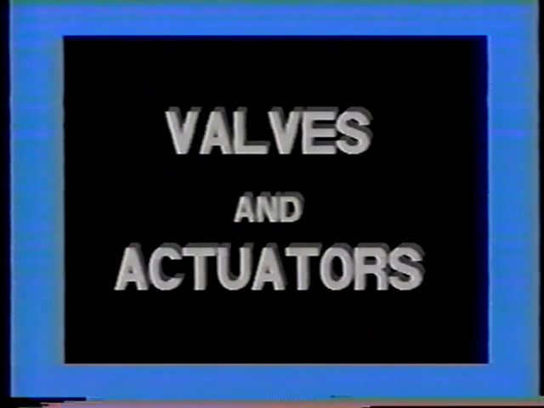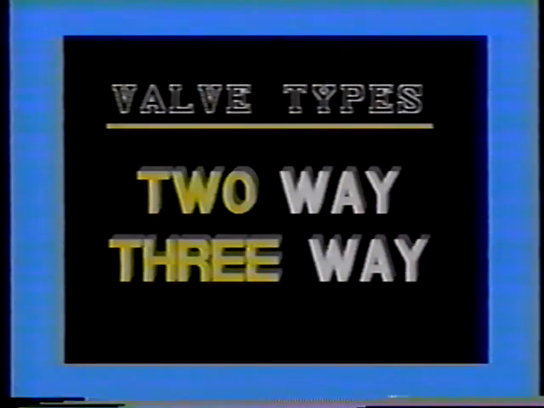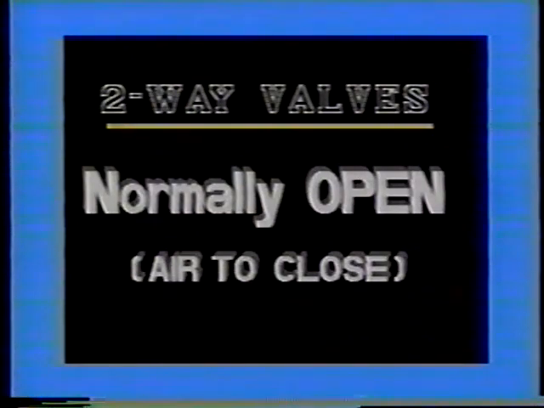Having discussed damper actuators, let's look at valves and valve actuators. There are two basic types of valves in this presentation, two-way and three-way. Two-way valves are available in two types of body construction. They are normally open, which is also referred to as air to close, and normally closed, which is also referred to as air to open.